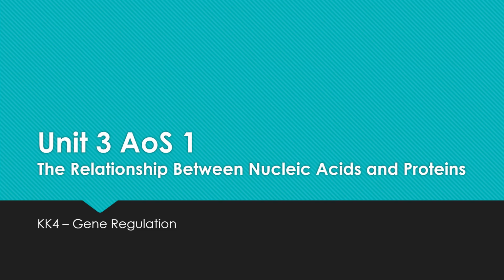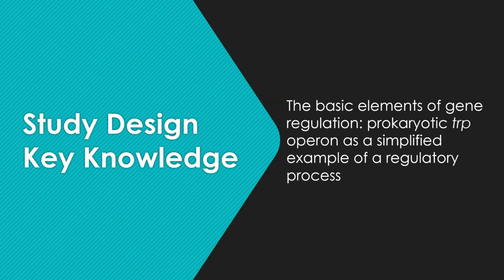Welcome to this screencast where we're going to be looking at our PowerPoint on the key knowledge 4 point regarding gene regulation. In this, we're going to be looking at this part of the study design. So it's the basic elements of gene regulation, with specifically the prokaryotic tryptophan as a simplified example of a regulatory process. So we're going to be looking at the tryptophan towards the end as a specific example of how genes can be regulated.